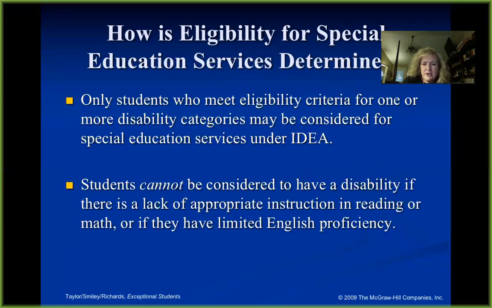We also have the issue of limited English proficiency, kind of clouding the waters sometimes. And so we've got to make sure that we rule that out as the primary cause. Now, it's possible to have a disability and be limited English proficient, but we've got to make sure that that's not the primary reason that the student is struggling in school. So we've got to be able to pull those issues apart. And it's a very challenging issue sometimes to do that.